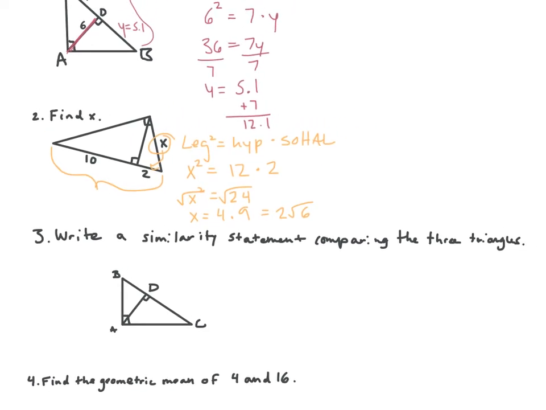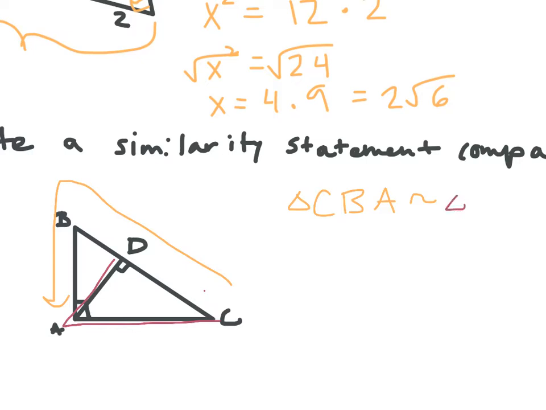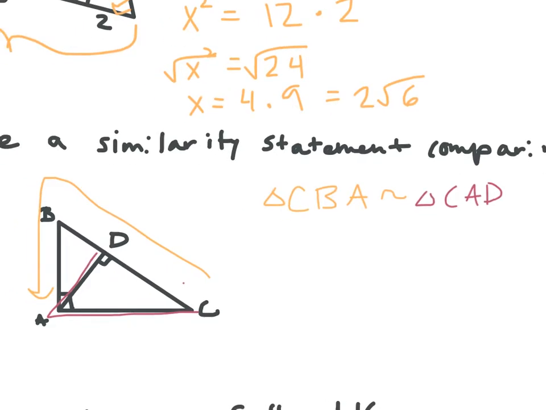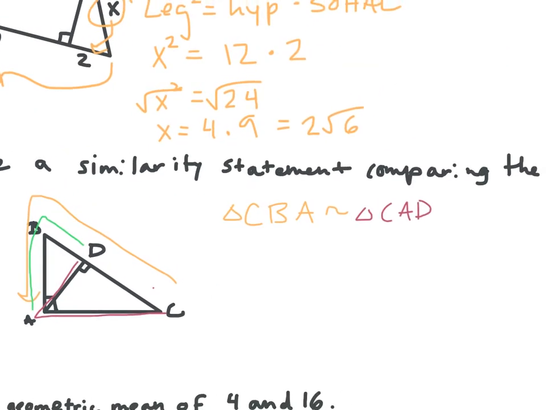So number 3, write a similarity statement comparing the triangles. So where do we start when naming our triangles? We start with the big hypotenuse and we can go to the little leg. So we can call our big triangle CBA, and that's going to be similar to, now let's go to the medium-sized triangle. We start with the hypotenuse and go to the little leg. So CAD. And then looking at the little triangle, we start at the hypotenuse and go to the little leg, so ABD.